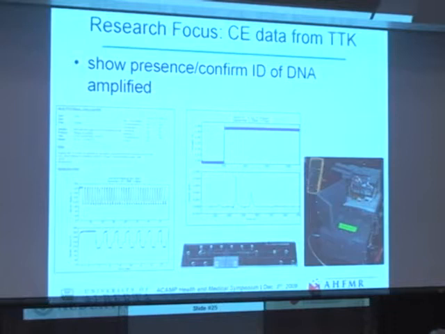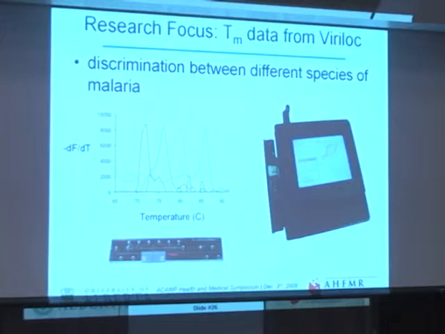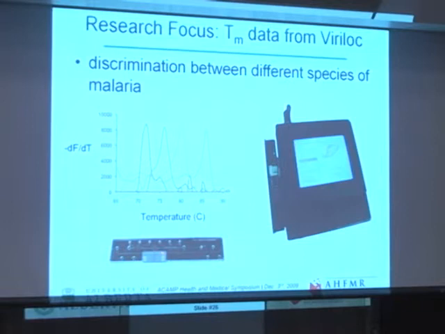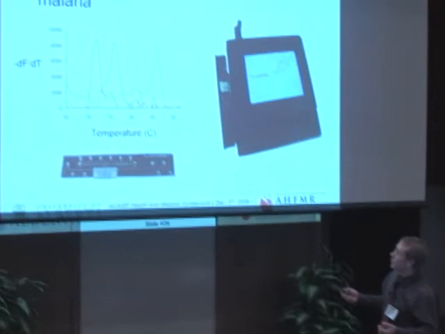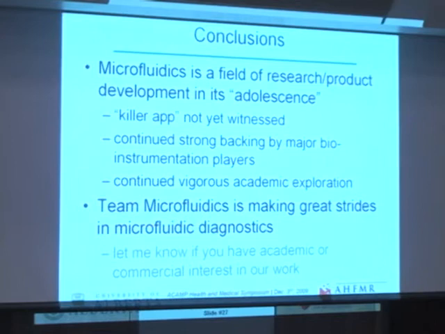Another version of that theme, using the same chip but a different instrument, is to inject the PCR sample, amplify it up here, and then do what's called a melt point analysis. So we've amplified all our DNA, and now we look to see at what point the different components melt, and their fluorescence drops off as they melt. And so here's a melting curve showing the different constituents melting at different temperatures. In this case, we're looking at the four different species of malaria, and so that in itself is a detection method for us. So, conclusions.